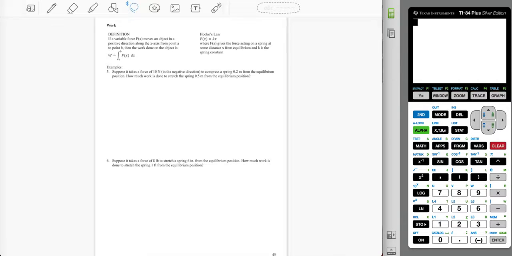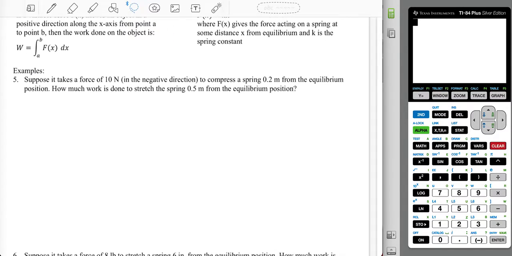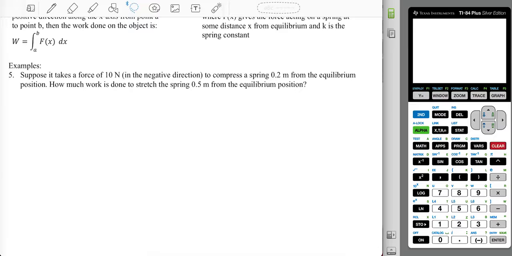So x is going to be the distance from equilibrium, and k is a spring constant, which we're generally going to have to solve for, unless they're nice and just flat out give it to us. Suppose it takes a force of 10 newtons in a negative direction to compress a spring 0.2 meters from the equilibrium position.